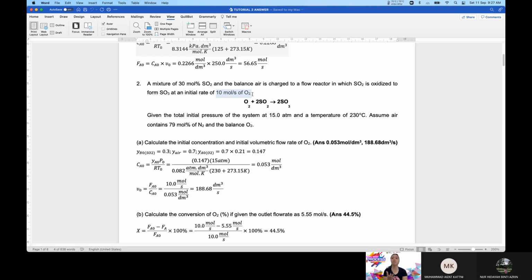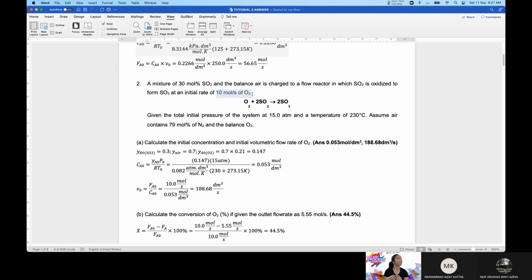So the starting information says 10 mol per second of O2 initially. Again we look at mol per second, mol per time, which is the molar flow rate. Okay, so it says initial. So this is the initial molar flow rate of O2.